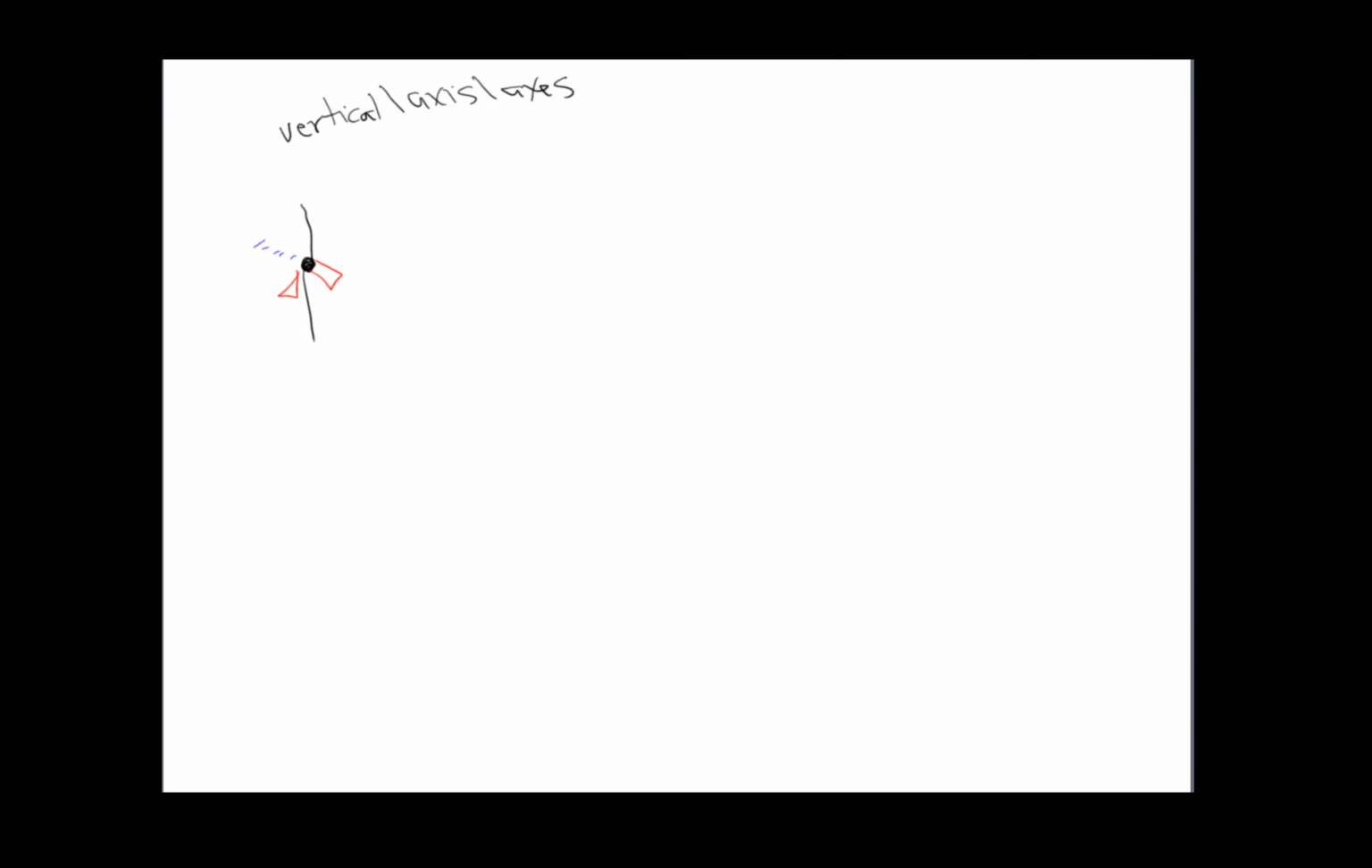or I could have drawn it this, or I could have drawn it like this. Okay, I want you to take a close look. All of those things are identical. They are all identical. All right, let's talk about these angles then.